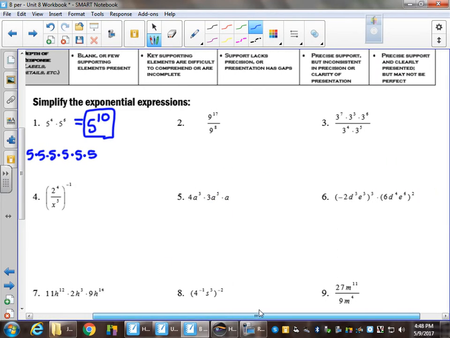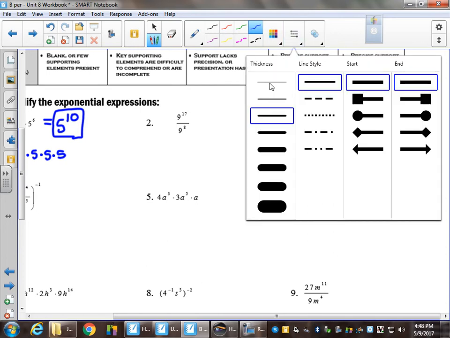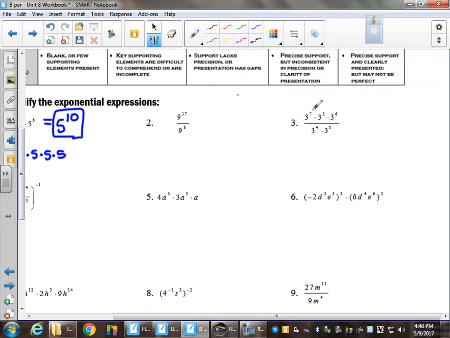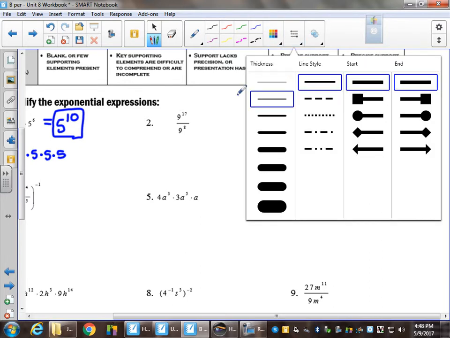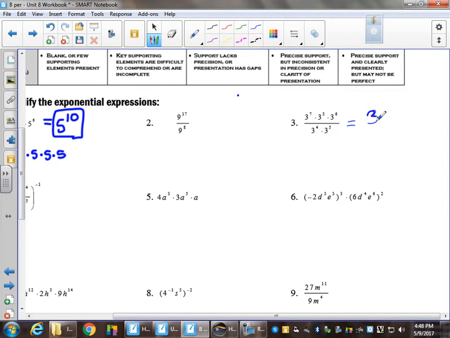Applying this concept to number 3, make this a little skinnier. I have 3 to the 7th times 3 to the 3rd times 3 to the 6th. An important conversation we've been having is don't touch the base. What I mean by that is 3 is going to stay. It doesn't become 9, it doesn't become 27. We keep 3 as our base. How many 3s are being multiplied? Well, we have 7 here, 3 more makes 10, 6 more makes 16 3s total. In the denominator, 3 to the 4th times 3 to the 5th, that's 3 to the 9th.